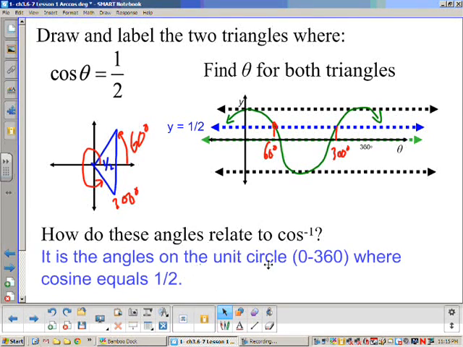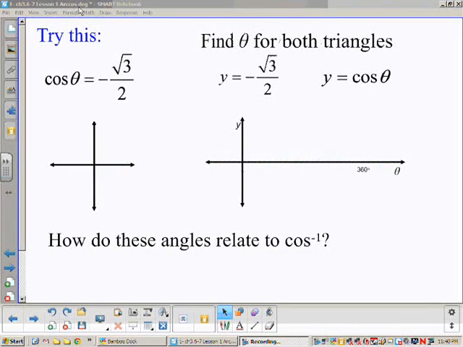It is the angles on the unit circle. In this case, we're restricting our values from 0 to 360, that's our domain, where the cosine equals 1/2. And we saw it in the unit circle, we see it in the sinusoid with a domain from 0 to 360. Go ahead and try this one. Hit pause.